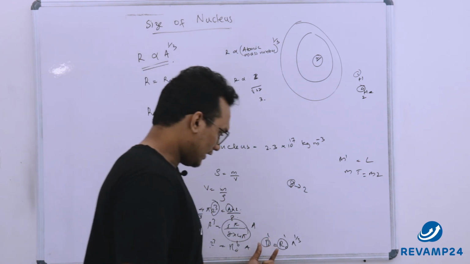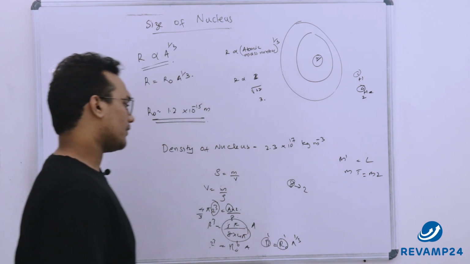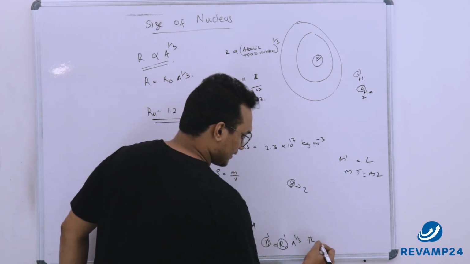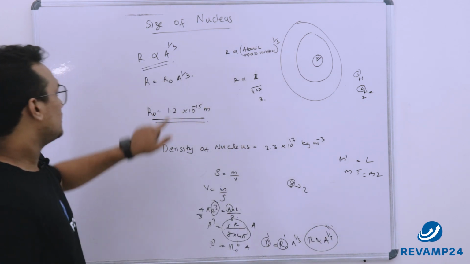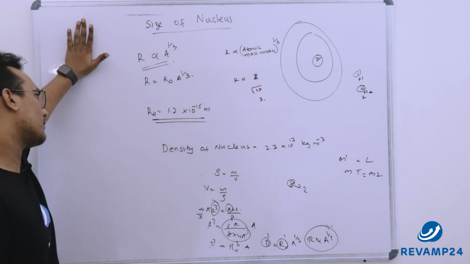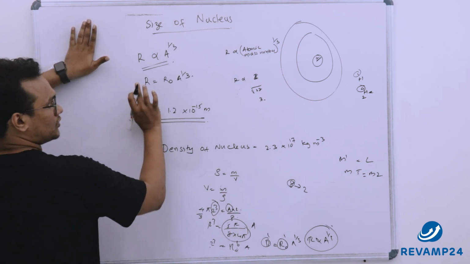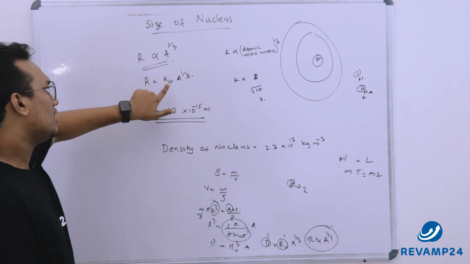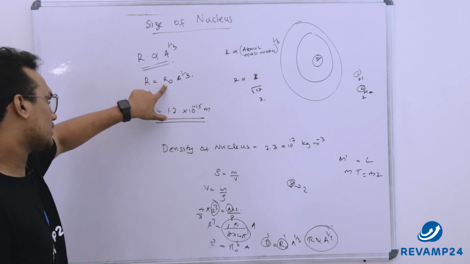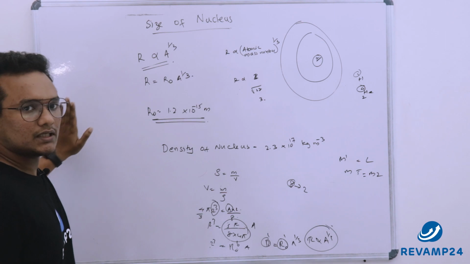Okay. Anyway, r is equal to r0 into A power 1 by 3, or I can say r is directly proportional to A power 1 by 3. See, r is directly proportional to A power 1 by 3. Experiment. So this would be the constant of proportionality. This can be converted into an equation by multiplying with the constant of proportionality r0. This would be the equation.